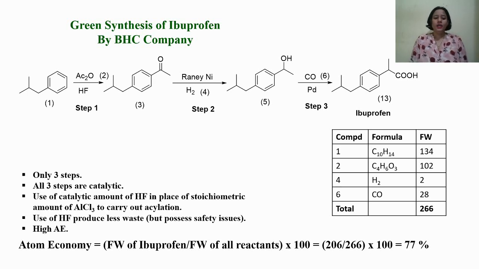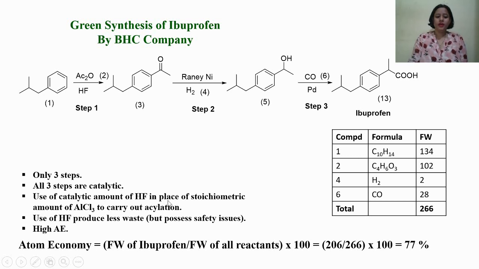So let us see the features of this reaction. This synthesis of ibuprofen by the BHC company is a 3-step process. All the 3 steps are catalytic. In the first step, HF is used as a catalyst. In the second step, Raney nickel is used as a catalyst. In the third step, palladium is used as a catalyst.